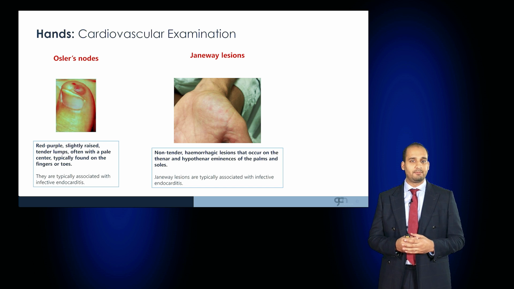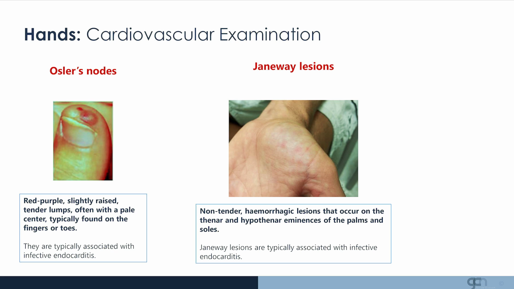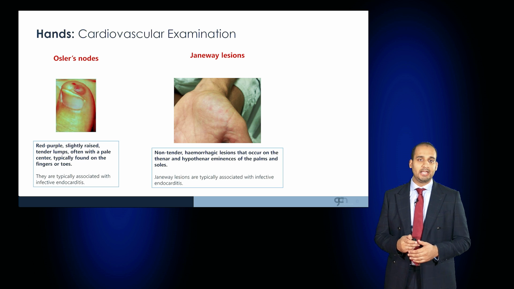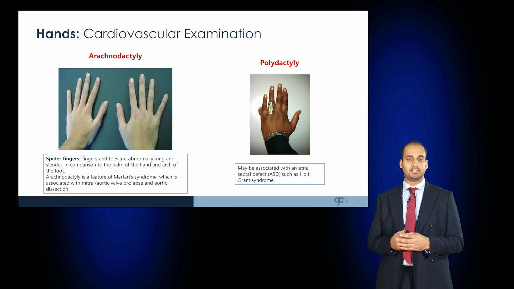Osler's nodes, typically found at the tips of the fingers or toes, are red-purple, slightly raised tender lumps, often with a pale centre. Janeway lesions are non-tender hemorrhagic lesions that occur over the thenar and hypothenar eminences of the palms and can also be seen on the soles. Inspect the shape of the hands and the digits.